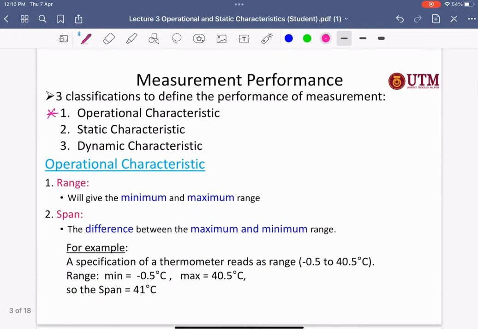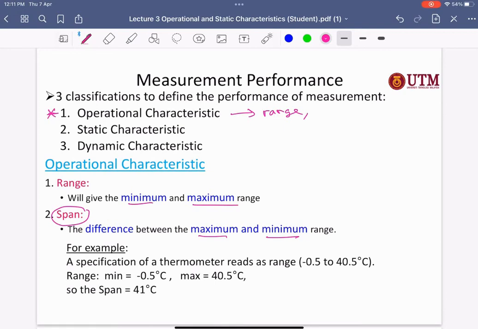So operational characteristic, you want to look at range, minimum and also maximum. When you want to operate the sensor, the instrumentation, the first thing you look at is range, whether it meets your requirement or not. And then the span, which means the difference between maximum and minimum.